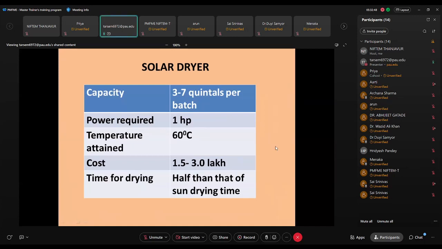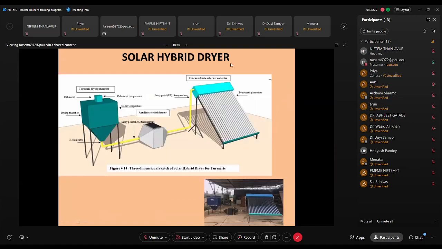Okay, so we were discussing this recirculatory type solar dryer for drying most of the crops. Then we also made one dryer which works continuously. It's a solar hybrid dryer.